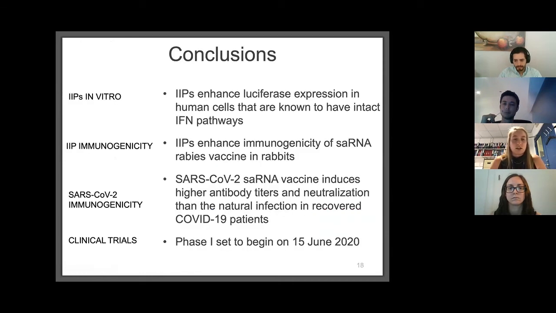So really the conclusion of this is that we see these interferon inhibiting proteins are able to enhance luciferase expression in human cells that are known to have an intact interferon pathway. We see that specifically the MERS-ORF4A enhances the immunogenicity of saRNA rabies vaccine in rabbits. For our SARS-CoV-2 saRNA, we see that it induces higher antibody titers and neutralization than a natural infection in recovered COVID-19 patients. And we're starting our clinical trials on the 15th of June, which is very exciting.